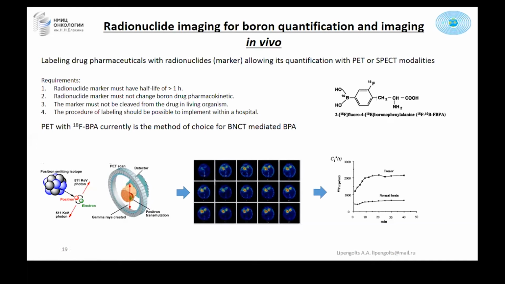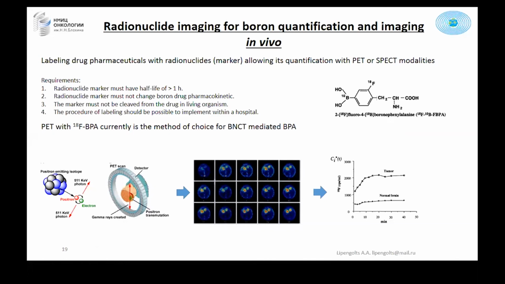MRI, comparing to magnetic resonance imaging, PET is a more quantitative method, and it allows quite good quantification of the isotope intensity. And even it was PET with fluorine-18 BPA which was used as input data to create a proper pharmacokinetic model to determine boron content in tumor and normal brain by means of boron content in blood.